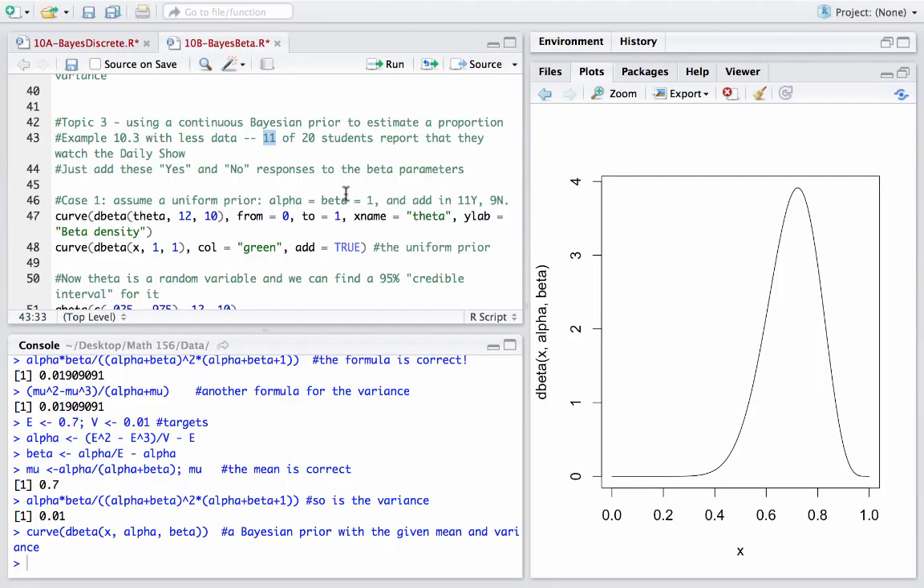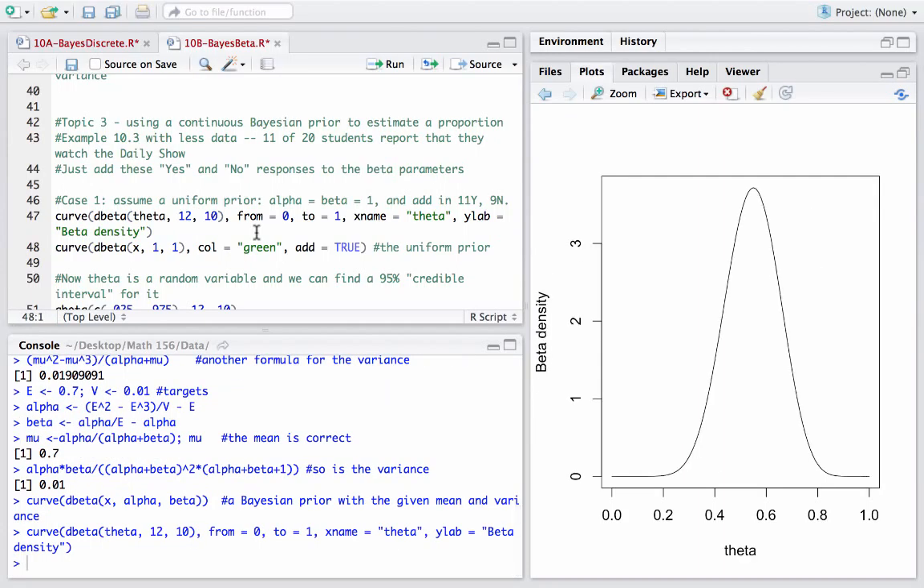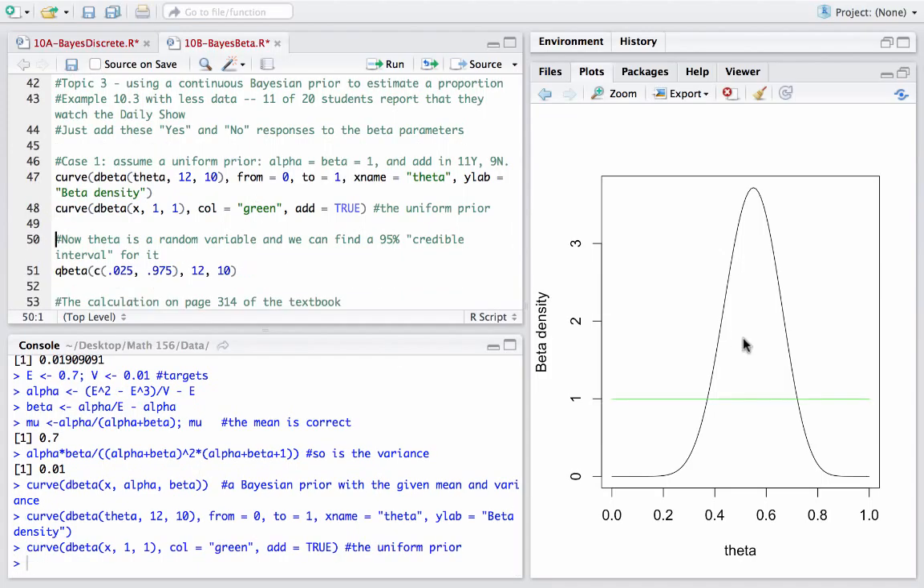And then Paul is skipping right past the hard work of using Bayes' theorem and going directly to what he knows the posterior distribution is going to be. He knows that alpha will be the number of yeses plus the prior alpha, and beta will be the number of no's plus the prior beta. That's what gives us this 12 and 10, and this is the resultant posterior distribution that we're going to put on the proportion of students on our campus who watch The Daily Show. And just for reference, this is the prior that we started with.